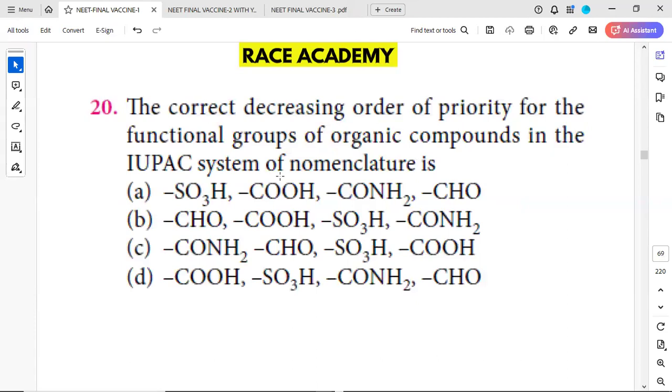Next, 20th question. Correct decreasing order of priority of functional groups of organic compounds in the IUPAC system of nomenclature. As per the IUPAC nomenclature, carboxylic acids have the highest priority, then sulfonic acids, then amides, then aldehydes. So the fourth option is the right option for this question.